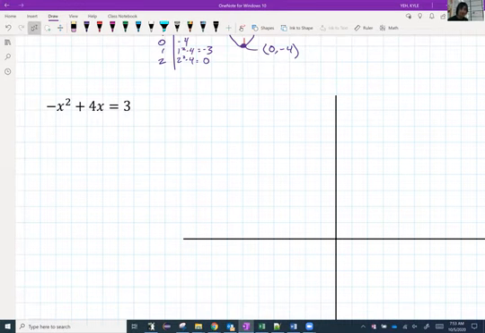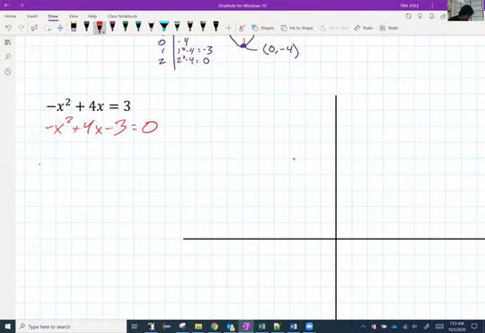Negative x squared plus 4x equals 3. I need to make this equal to 0. That's going to be step 1 in almost every strategy to solve quadratic equations. So I'm going to say negative x squared plus 4x, I'm subtracting the 3 over, equals 0. Okay, it's equal to 0. Now I need to graph it.